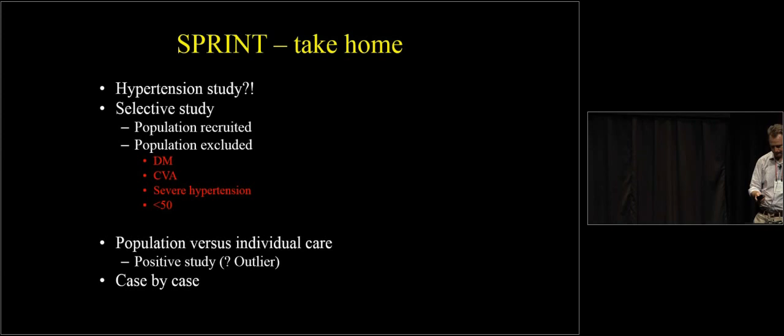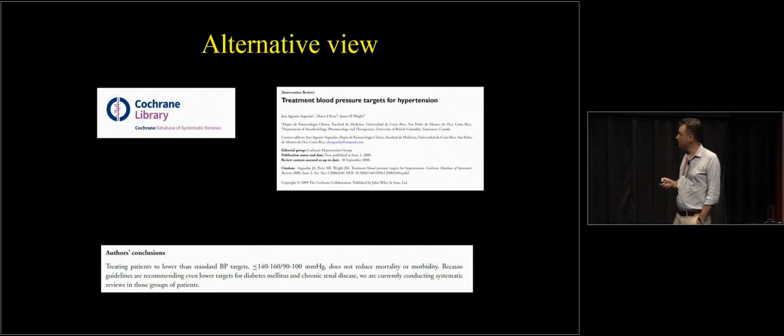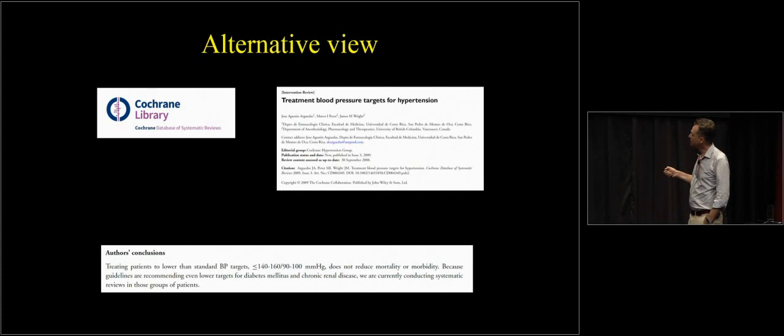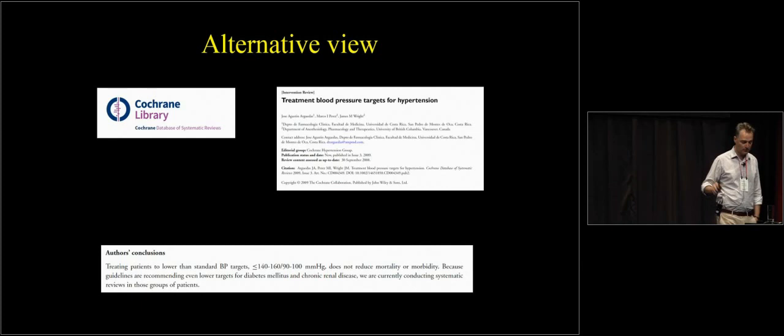And as well as all that, we're still left with the possibility that SPRINT might be an outlier, because the Cochrane Review did a meta-analysis in 2009 looking at all the studies that had compared intense treatment versus standard treatment of blood pressure, and found that for treating patients any more aggressively than below 140, there wasn't any evidence that it improved morbidity or mortality. So Cochrane, a few years ago, admittedly, weren't terribly impressed that there was much net positive to be gained by super low blood pressure control.